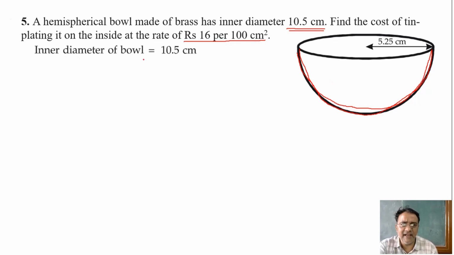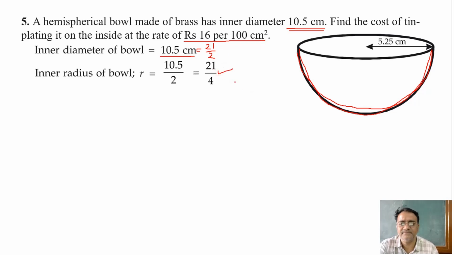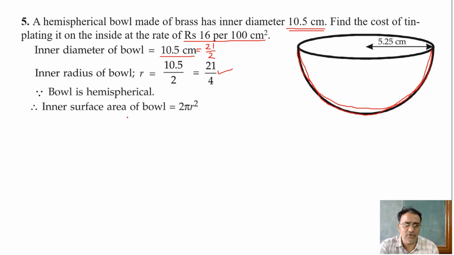So first, inner diameter is given 10.5 centimeter. So radius will be 10.5 upon 2. See, we can write 10.5 as 21 by 2. We can write 21 by 2 here only. So what will be the radius if you write 21 by 2? 21 by 4. This is clear? Yes, sir. Right. Now, the bowl is hemispherical, so the inner surface area of bowl is 2 pi r square. Now, substitute all the values. So, here, this we can cancel.